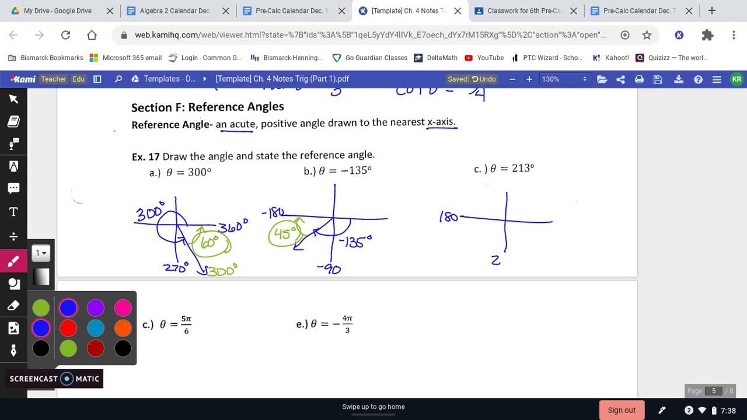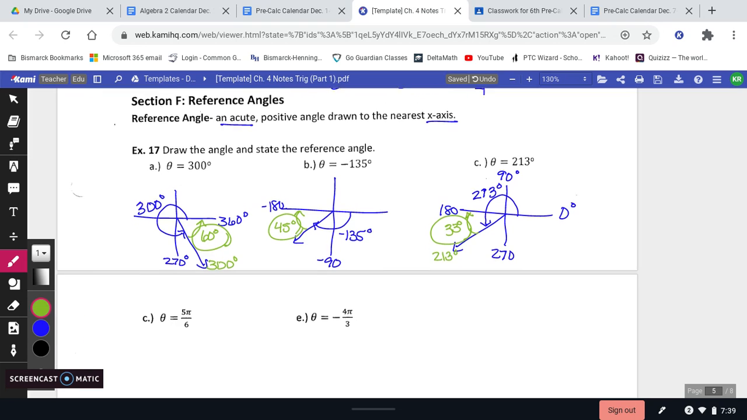Okay, C, 213 degrees. So here's 180, here's 270. So you know that 213 is going to be in the third quadrant. So since we're in the third quadrant, traveling back to the 180 degrees is going to be the shortest distance. So the difference between this angle that finished at 213 and then the 180 is, I think, a 33 degree angle. Okay, so reference angle will be 33 degrees.